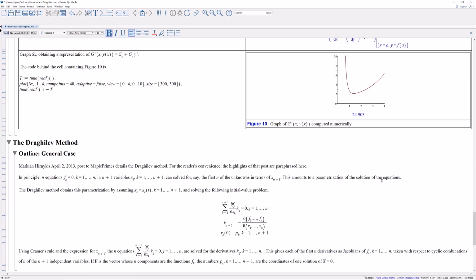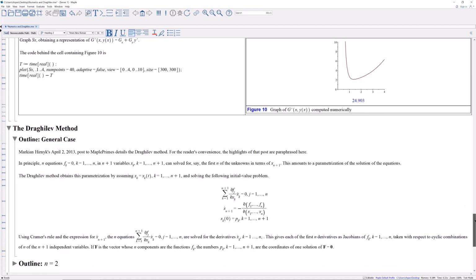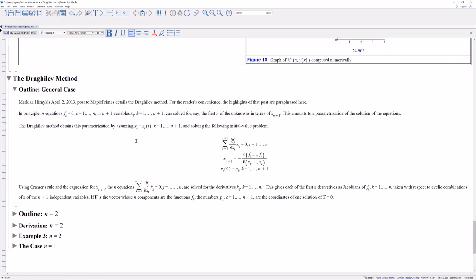Here's the general case of the Draghilev method, because you want to get some idea of what's going on here. Well, you've got n equations, that's what these are, in n plus 1 unknowns. And as we pointed out earlier, you can solve for n of these in terms of the n plus first. But what happens in the Draghilev method is you parameterize everything.